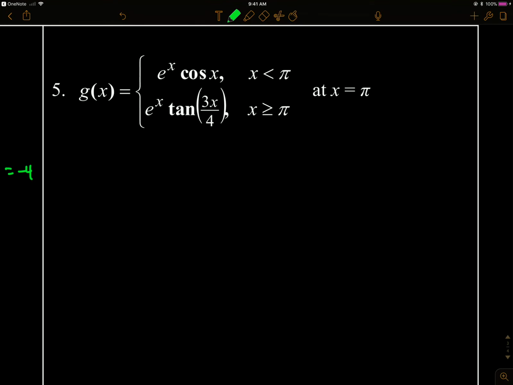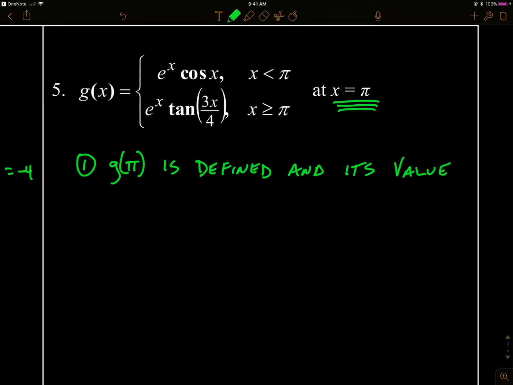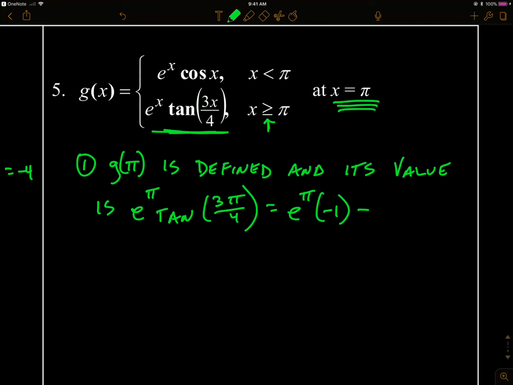Let's look at this guy. g of pi is defined, and its value, oh, I forgot to mention, our target value there is pi. And its value, we're going to do direct substitution on this guy because it's or equal to. So when it's equal to pi, I plug it in. I get e to the pi tangent of 3 pi over 4. Unit circle, e to the pi times -1 equals -e to the pi.